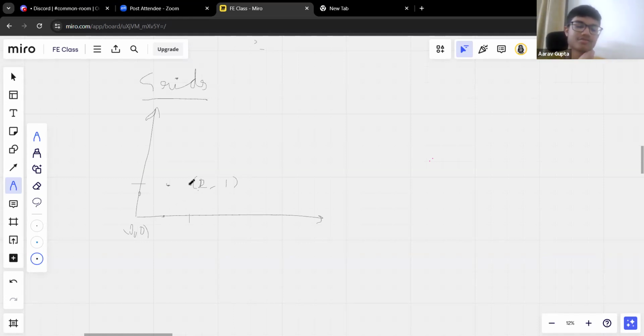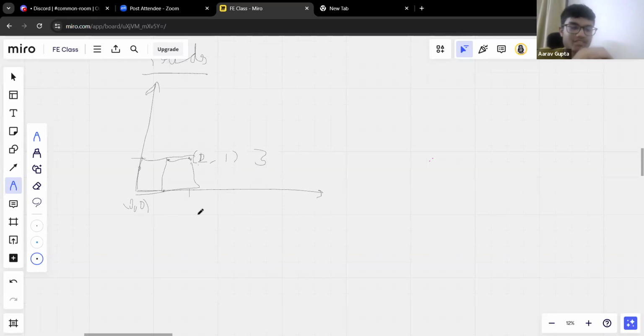Now another question would be, how many paths can you take to reach 2, 1? Anybody have any answers for that? It is okay, I'll just tell it. This is one path, this is another, and this is the third. So you can reach this in 3 possible paths.